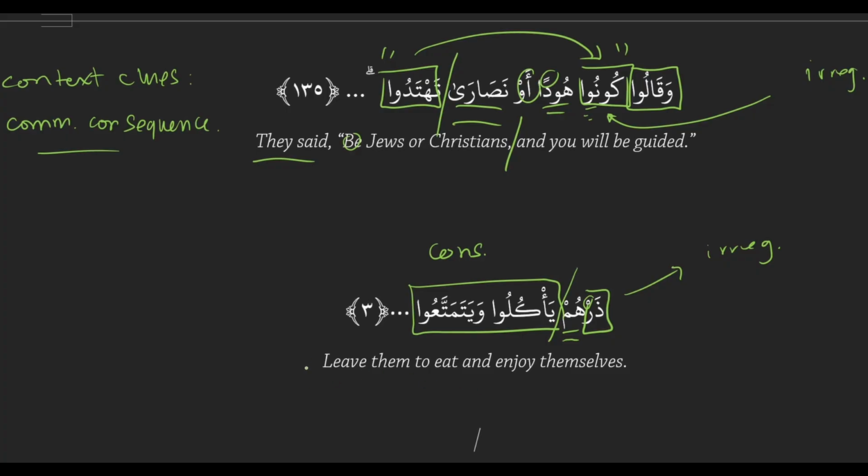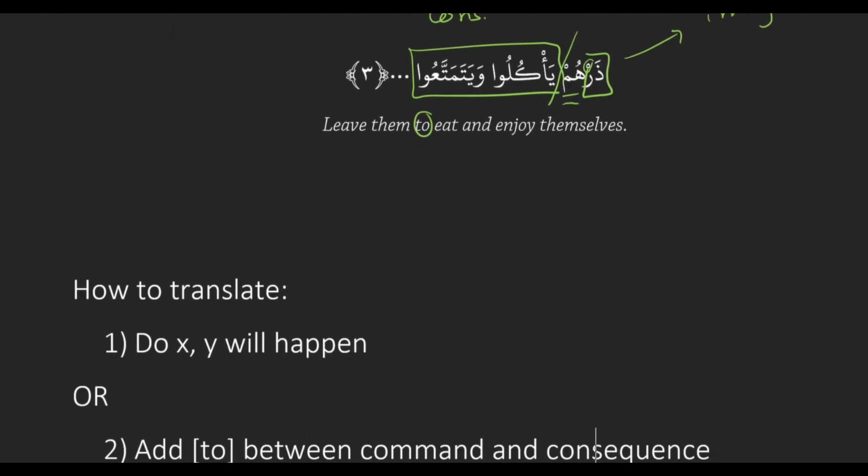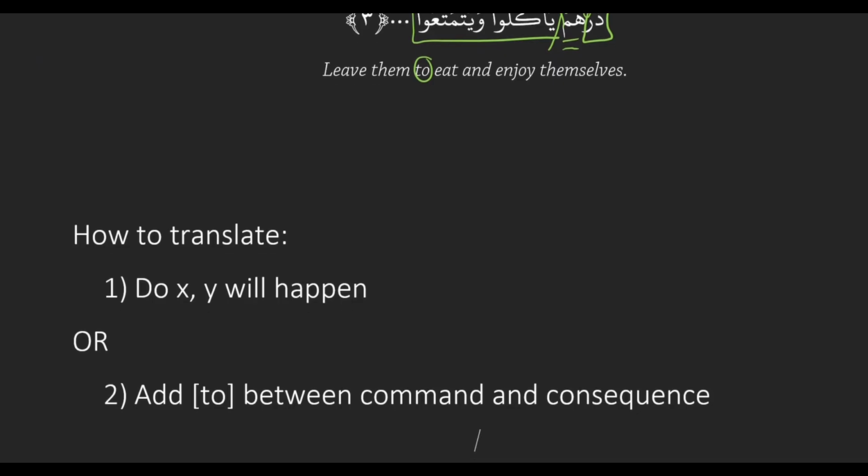And here we have the translation, leave them to eat and enjoy themselves. And here we actually added a "to" into the translation, just to make it sound more natural. So those are the 2 ways you could translate. You could just put a comma, like we saw here, be Christians and Jews, comma. Or you can add a "to". So your 2 options for translation: do X, Y will happen, or you can add that "to" in between the command and consequence. Just choose whatever sounds more natural.